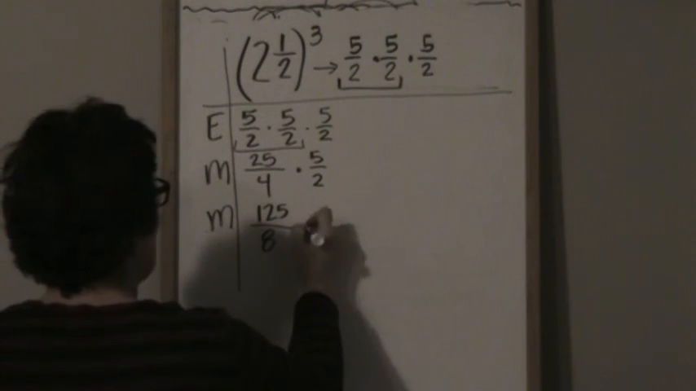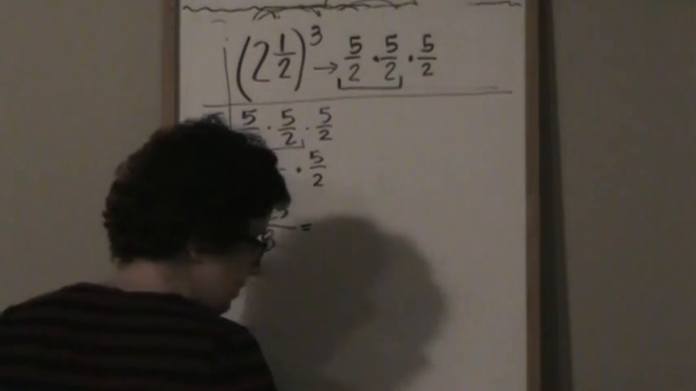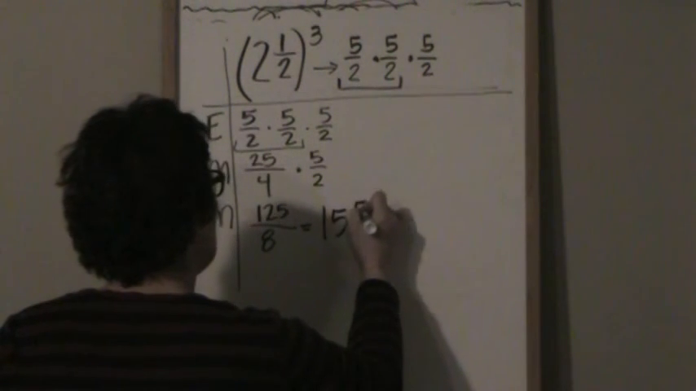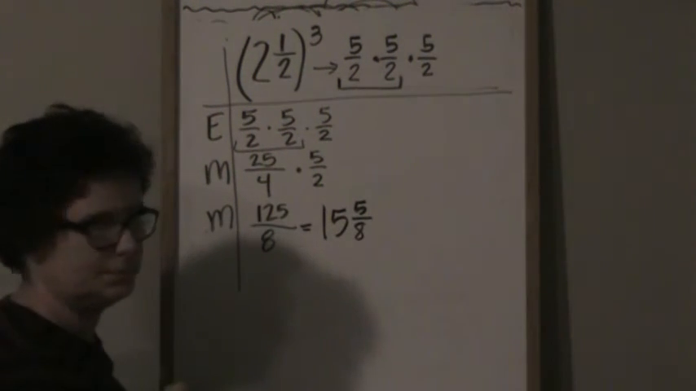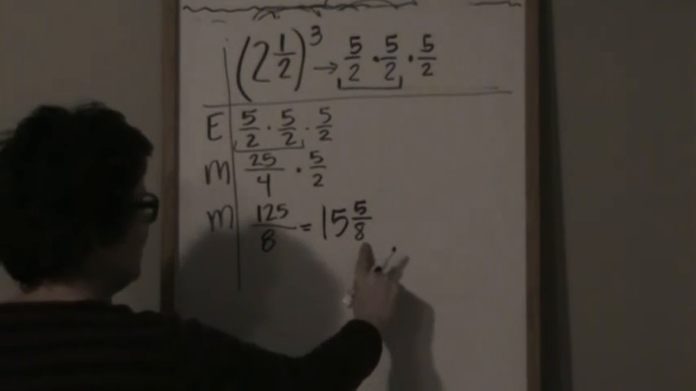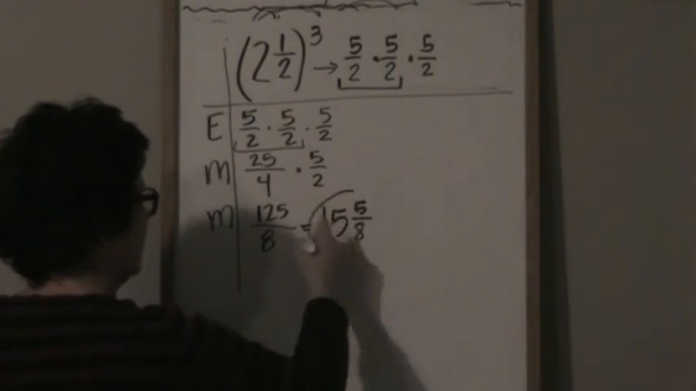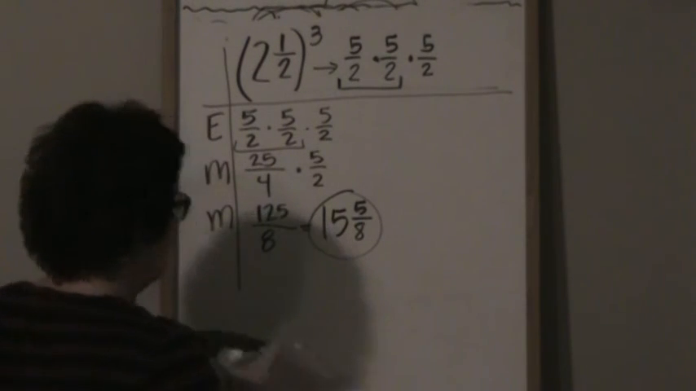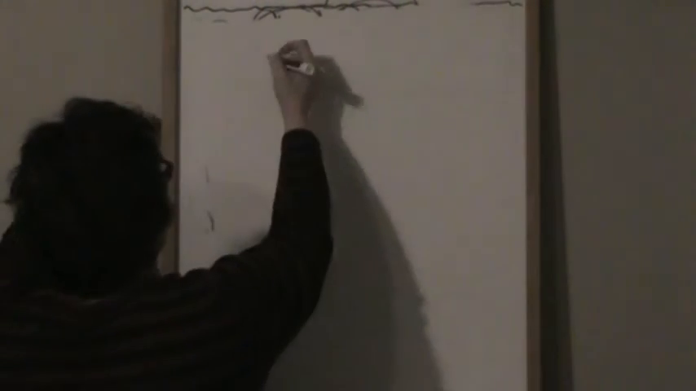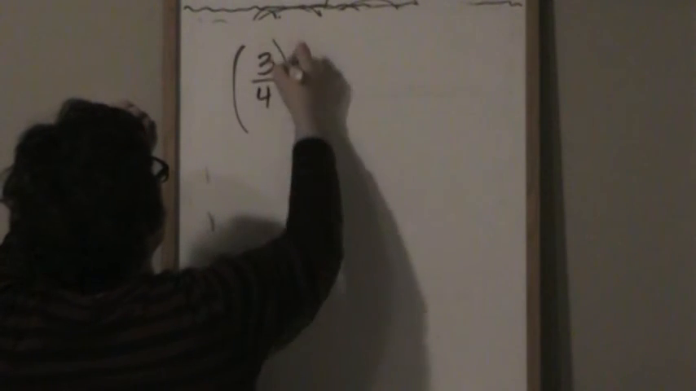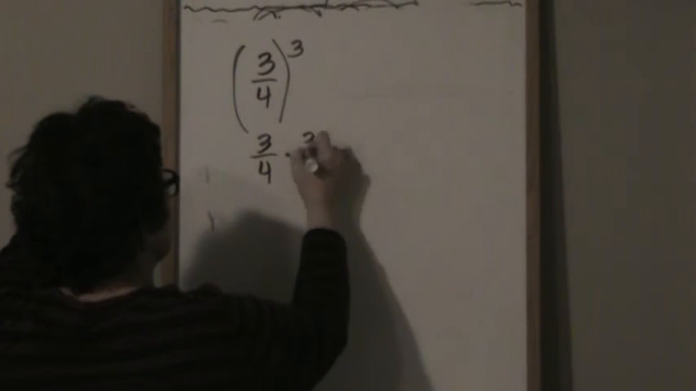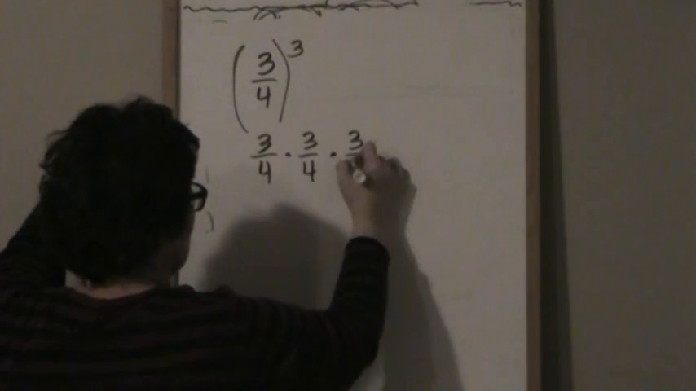Okay, so 8 goes into 125 15 times with 5 left over. Okay? All right? Can I reduce 5/8 anymore? Nope, I'm done. There's my answer. Number 28 is kind of the same thing. It's 3/4 to the third. Okay? 3/4 times 3/4 times 3/4.